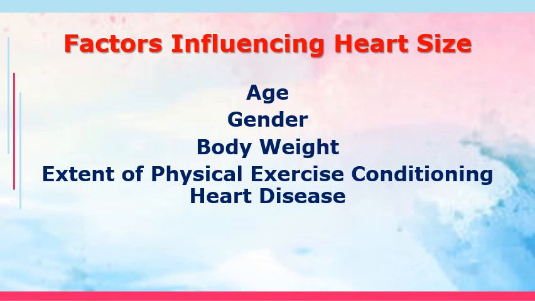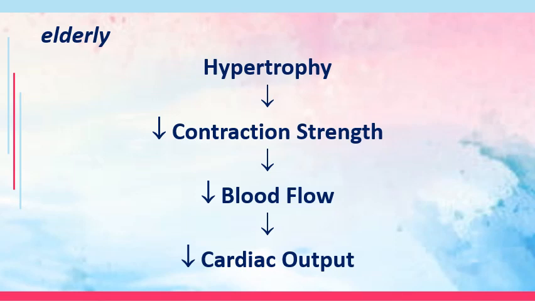Let's talk about some of the factors influencing the size of the heart. You have your age, gender, body weight, extent of physical exercise and conditioning, and then you also have your heart disease. Let's talk about the role of aging on the size of our heart. When I talk about elderly, the tendency of our elderly patient is to have undergone hypertrophy. Hypertrophy means there is enlargement of the size of the organ. Particularly for the heart, there is thickening of the heart walls.